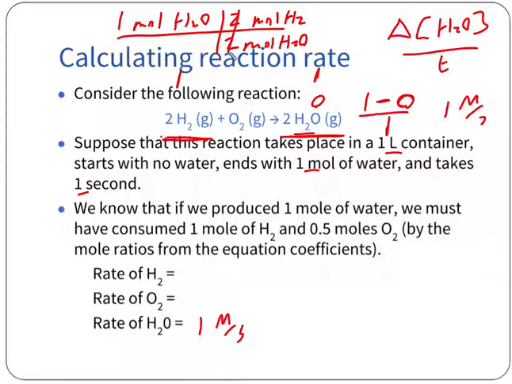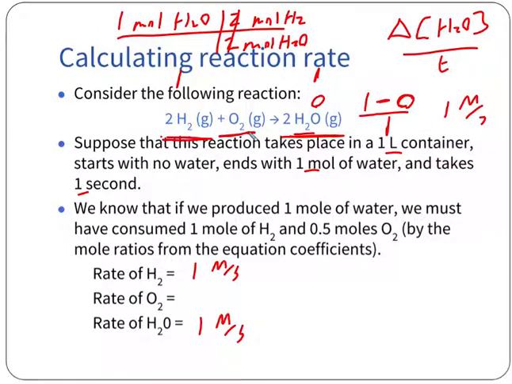But if that's true, we started off with 1 mole of H2, and we ended with no H2 because it all reacted. The change in concentration is going to be -1, and since it's a reactant, we take the negative of -1, and that means the rate of H2 is also going to be 1 molar per second, because all the numbers are the same for it. But what about the O2? Well, the O2 doesn't have a 1 in front of it.